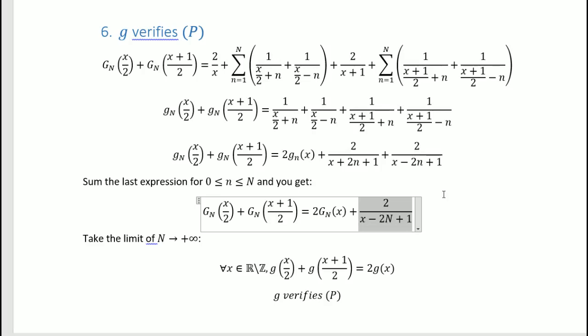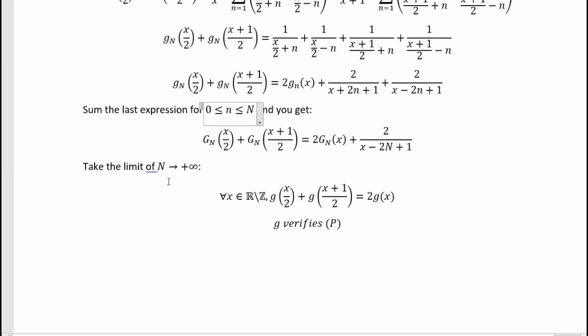And then you take the limit. It's fine because of the terms in 0. Yes, it's correct. So take the limit when big N goes to plus infinity. So this goes to 2g, and this goes to 0. So g verifies P.